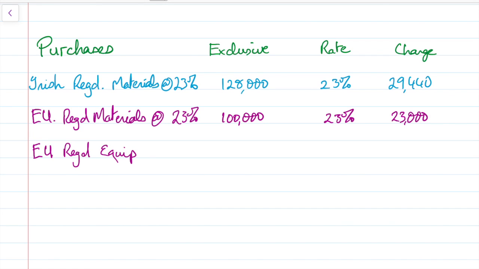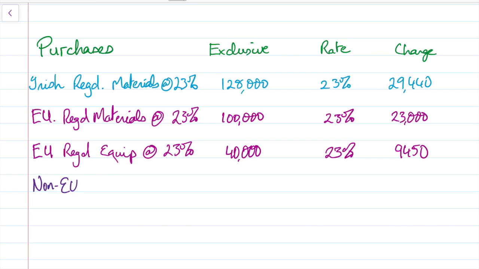And then we have the equipment, which is pretty much the same as the materials in the context of the self-accounting. So it was 40,000. 23% was the VAT rate, and therefore the amount that we get to offset was 9,450, which is what will be offset against the amount that was up there already.